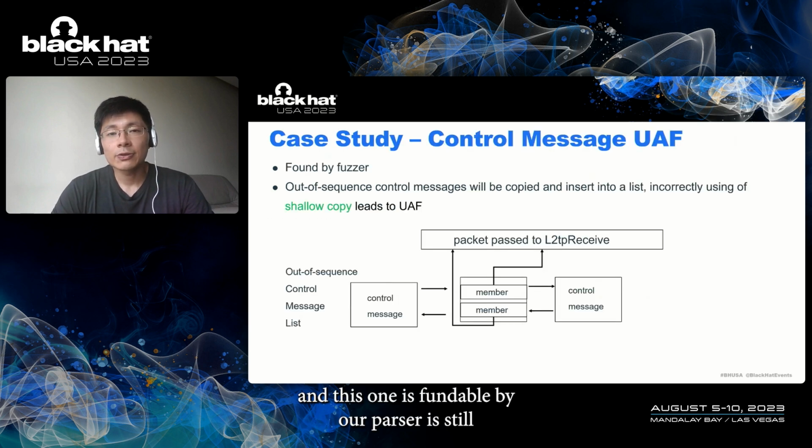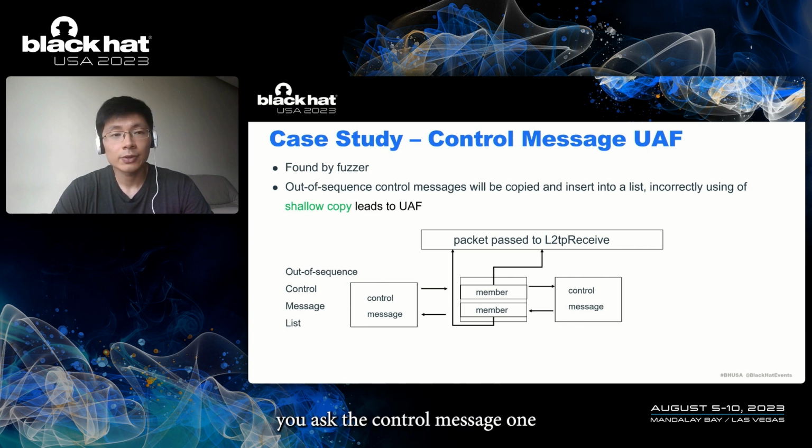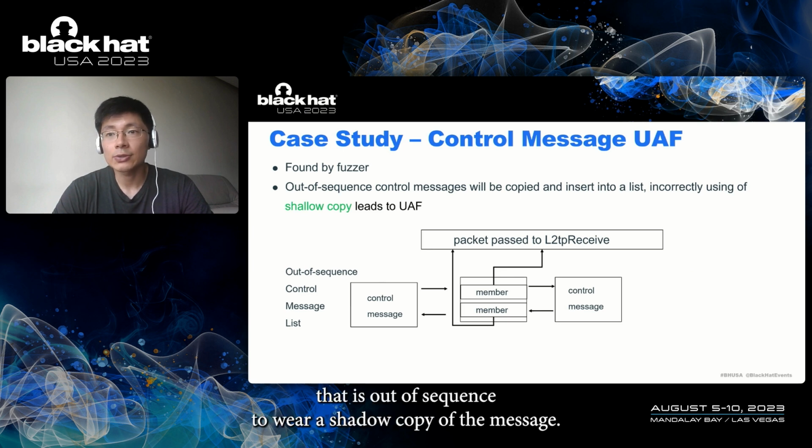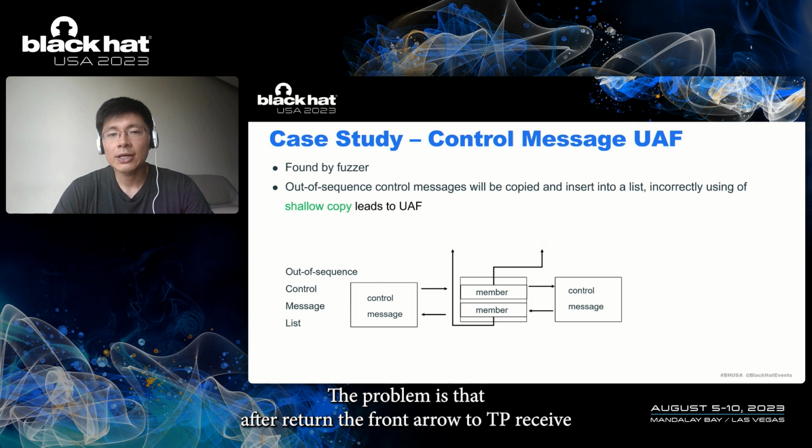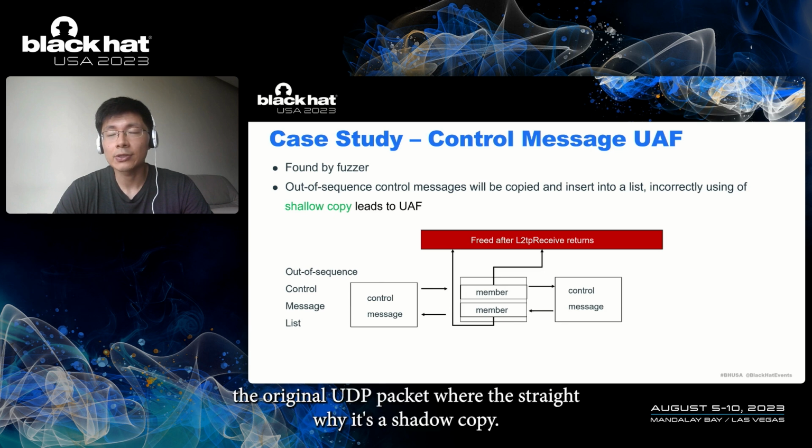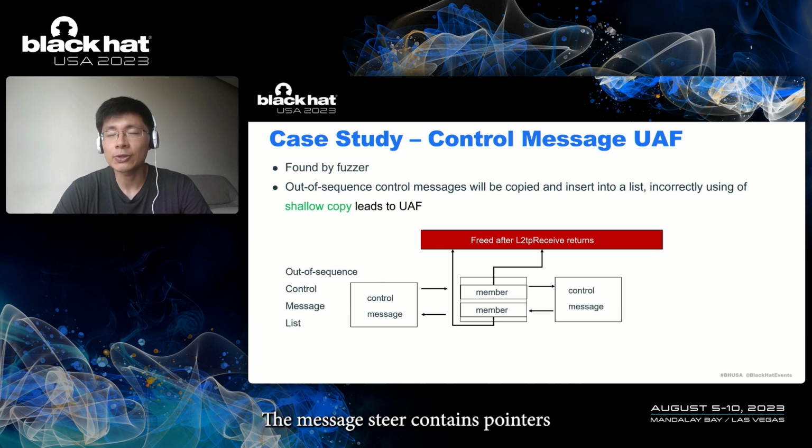This one was found by our fuzzer. It's the UAF in control message. Once the server receives a control message that is out of sequence, it will make a shallow copy of the message. The problem is that after returning from L2TP receive, the original UDP packet will be freed, while the shallow copied message still contains pointers to the original UDP message, resulting in UAF.